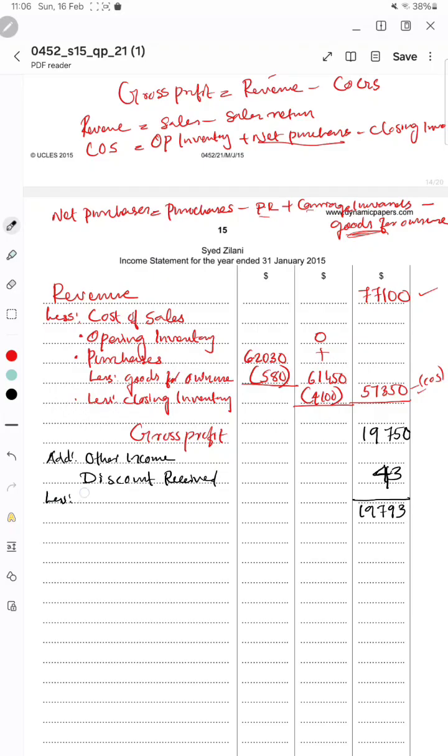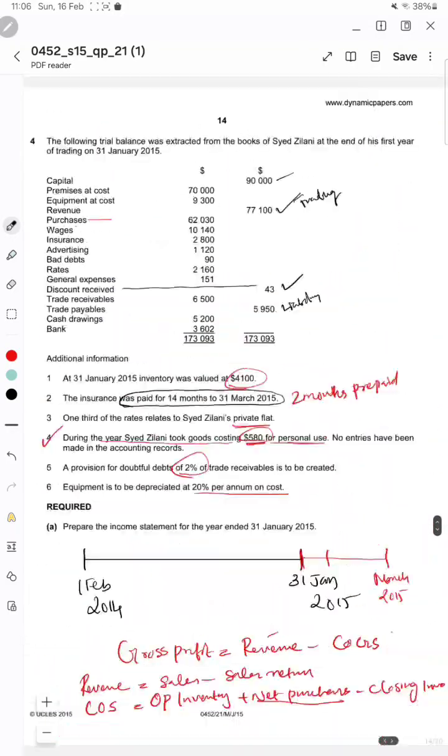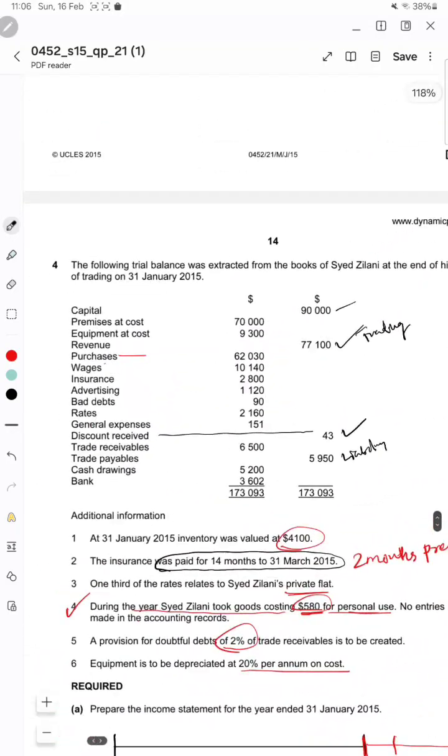Now we need to take the other expenses. So less other expenses. It's not mandatory to write this, I'm just writing for your understanding. All other expenses are here. Capital is a SOFP item, this will go to the statement of financial position. Premises is also a SOFP item. Equipment is also a SOFP item. Revenue we already taken. Purchases taken.